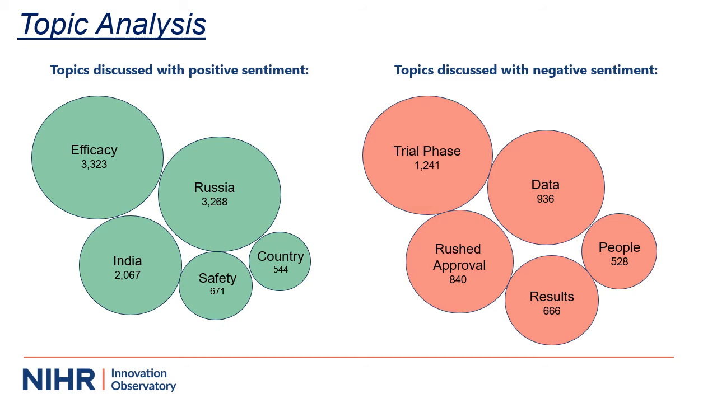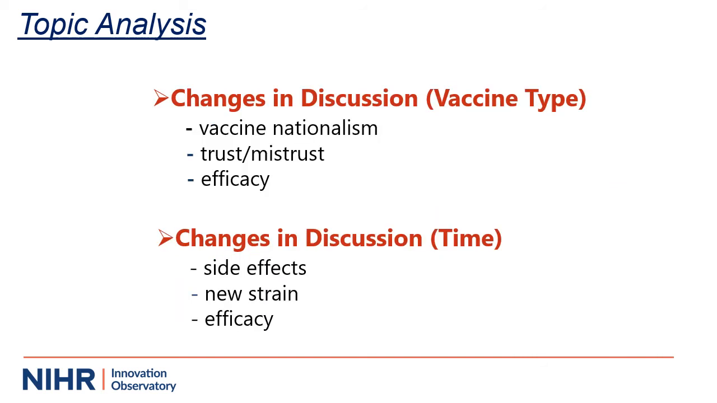The other major theme we detected was a strong sense of vaccine nationalism. Users often expressed extremely positive sentiment in relation to a vaccine that had been developed in their own country, but there was considerable skepticism in relation to vaccines developed by other countries, particularly China and Russia. This vaccine nationalism trend was also reflected in our topic analysis by vaccine type.